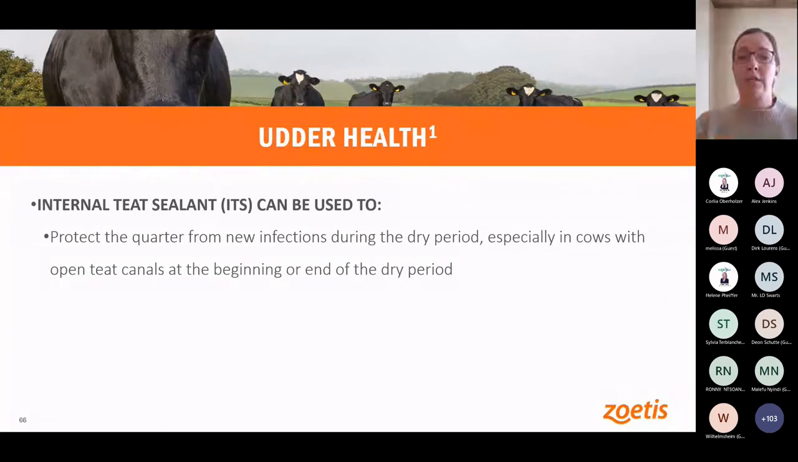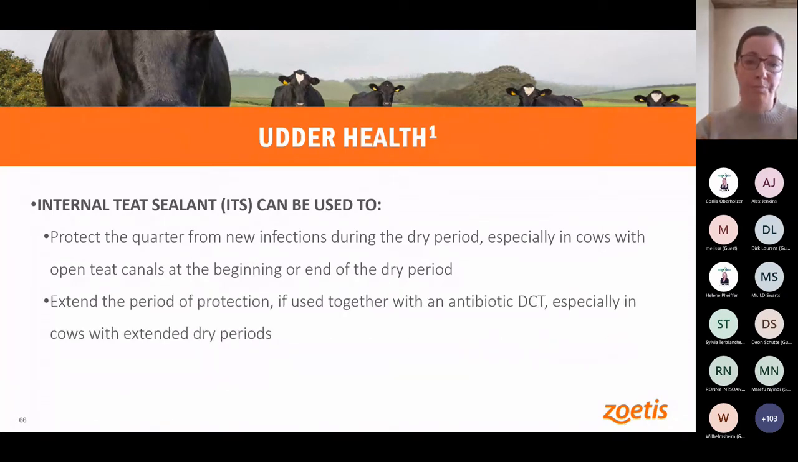So what are we using teat sealants for? I think it's pretty self-explanatory. We're trying to protect the quarter from new infections from the environment during the dry period, especially in those animals that have open teat canals at the beginning or at the end of the dry period. It can also help extend the period of protection, especially when you use it with an antibiotic dry cow therapy, if you have quite a long dry period and the antibiotic dry cow therapy can only work for so long. I think it explains it nicely in this slide.